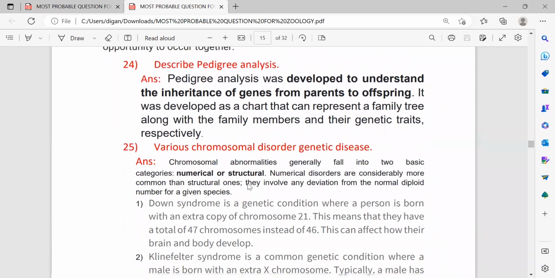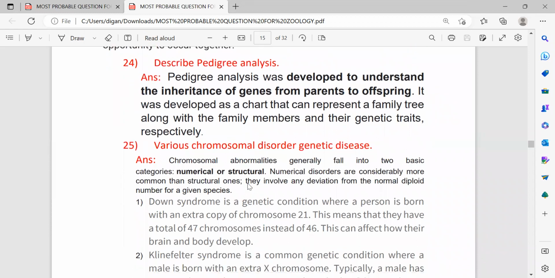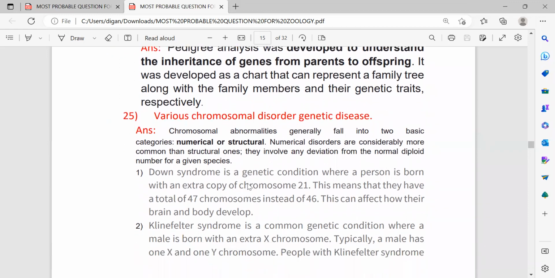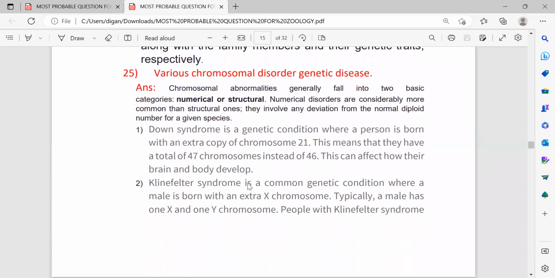Describe pedigree analysis. This is the definition of pedigree analysis. A pedigree analysis question came last time as a long question, so this time only the definition may come. Various chromosomal disorders, genetic diseases. So this is what a chromosomal disorder is.